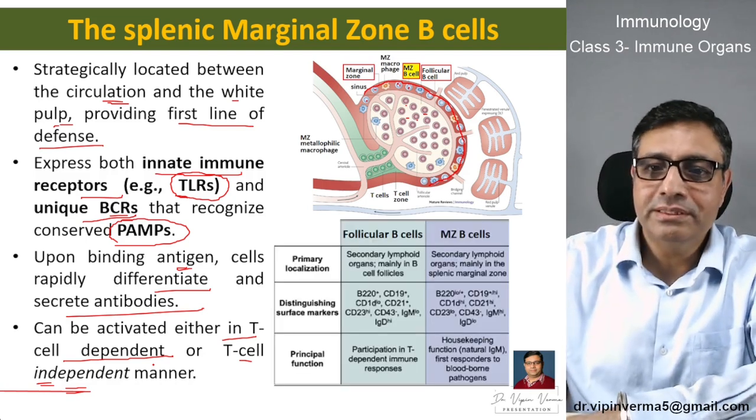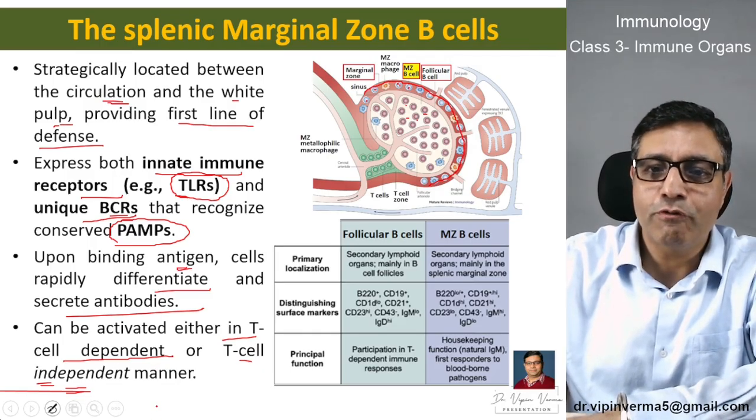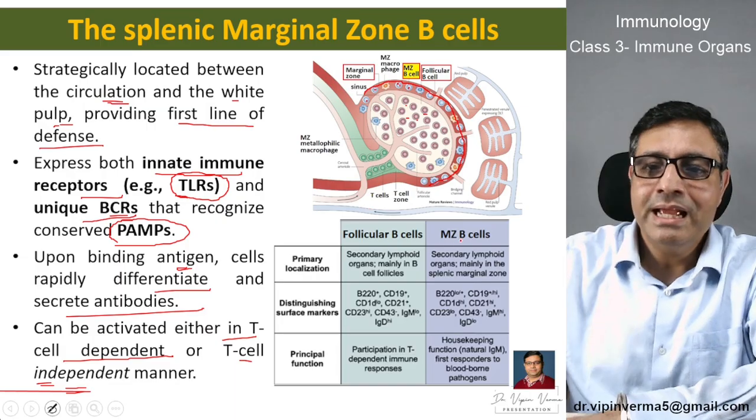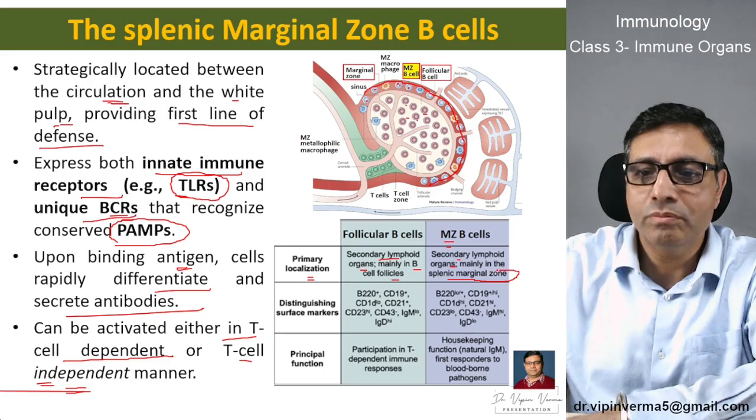Now let us see some more differences between the regular or follicular B cells and MZ B cells. For their primary localization, they are in the secondary lymphoid organs, mainly in the B cell follicles, while the MZ B cells are also in the secondary lymphoid organs but in the splenic marginal zone. That's why they are known as marginal zone B cells.